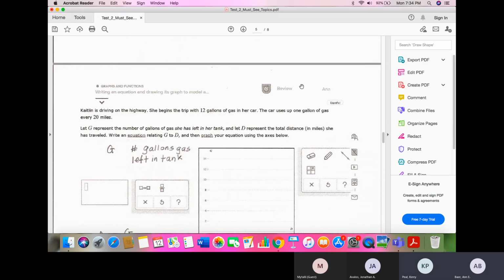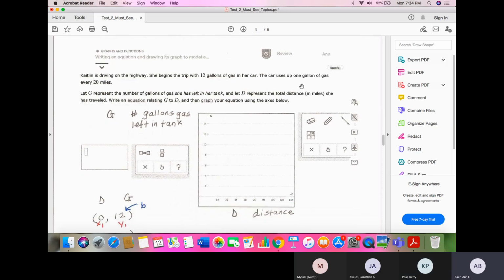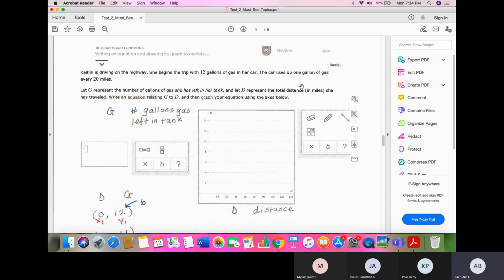So let's go to the next topic. As I mentioned earlier, these 7 written work topics will be the first 7 questions on your test. That way it'll make it easy for you to know which ones you need to upload to Canvas. So this is about writing an equation and drawing its graph to model a real world situation.